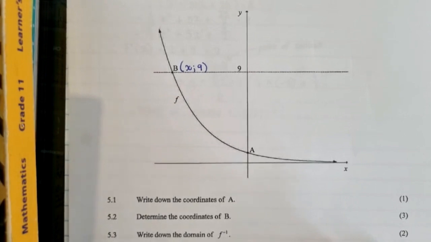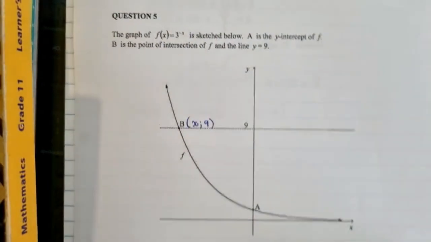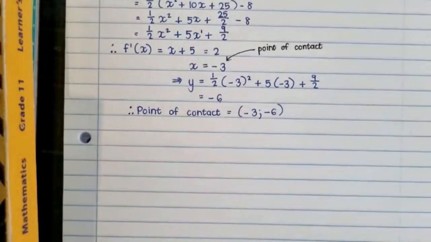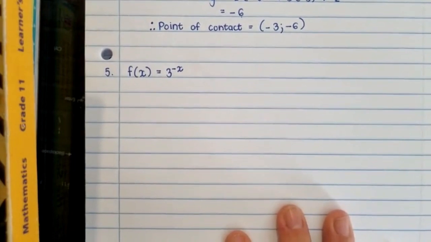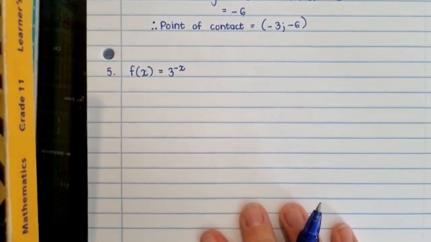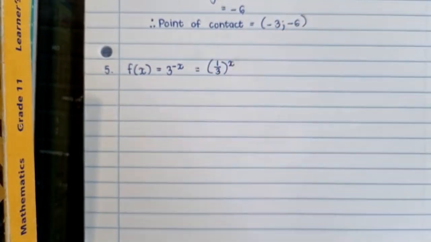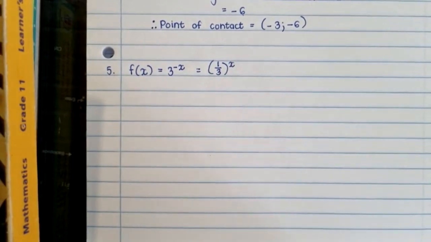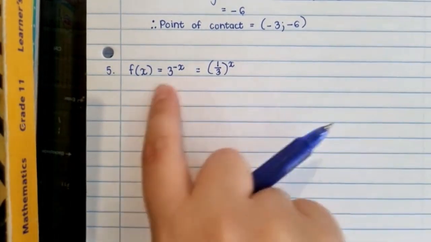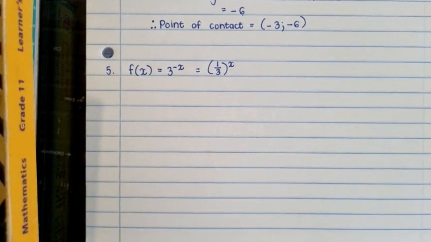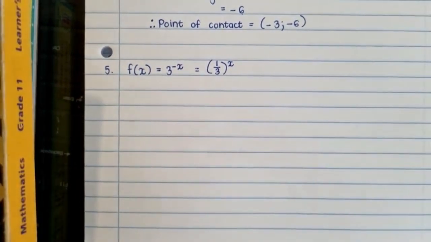Okay. Now, let's see. What are they asking us for? They're saying write down the coordinates of A. Now, guys, they have given us the equation, right? So let's actually write that down. For question 5, f of x is 3 to the negative x. Now, guys, some people don't like working with negative exponents. So if you want to, you can rewrite this as a third to the power of x. All right, you do need to know that 3 to the negative x is the same as a third to the power of x. But you can work with it in that form as well, unless they say specifically in the question that your exponents must be positive. Then you would have to write it like that.